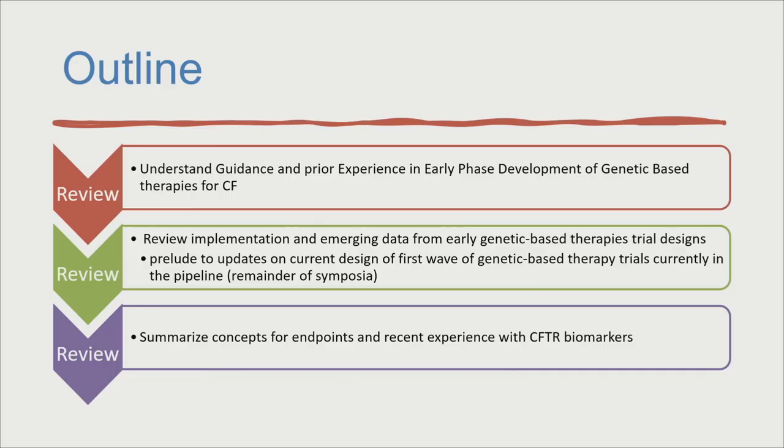So by way of outline, I'll discuss a bit about understanding the guidance and prior experience in early phase development of genetic-based therapies for CF. I'll review the implementation and emerging data from early genetic-based trial designs, just to think a bit about what that guidance really looks like, and I drew heavily upon several guidance documents and will highlight some of those during this talk. As my wife said when she was looking at some of these pretty thick documents, she felt like they were sort of a cure for insomnia. Reading FDA guidance documents is not something I ever thought I'd be doing in my career, but I'm happy to be doing that. And then I'll summarize some concepts for endpoints and recent experience, especially with CFTR biomarkers, which is a focus of my lab and our center's efforts.